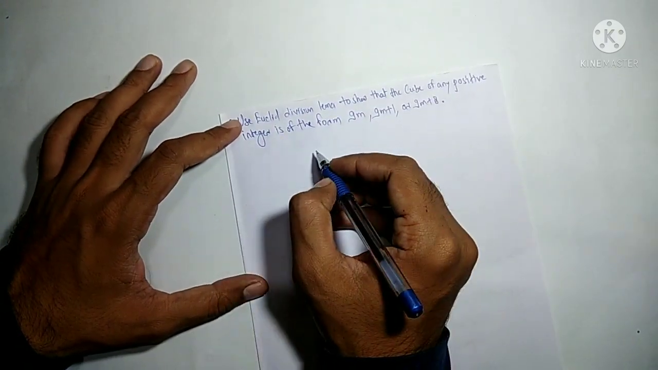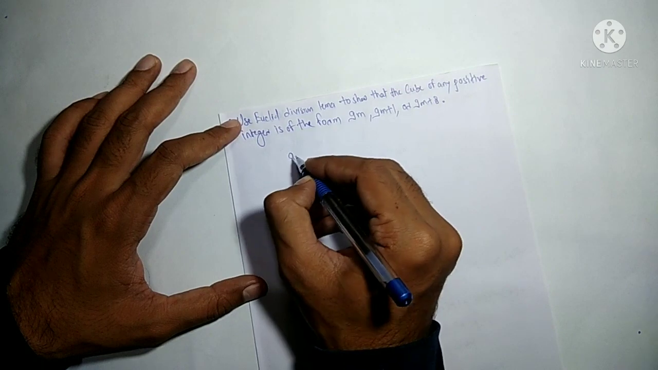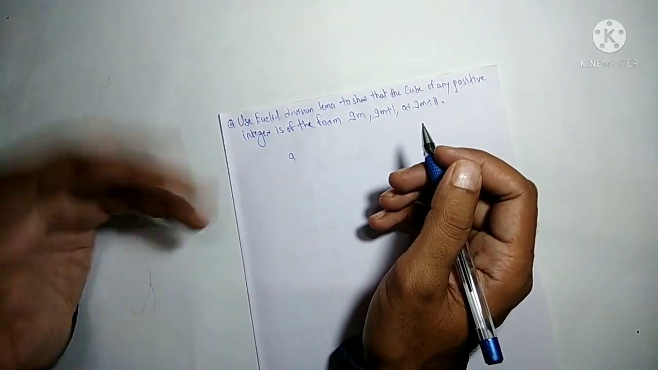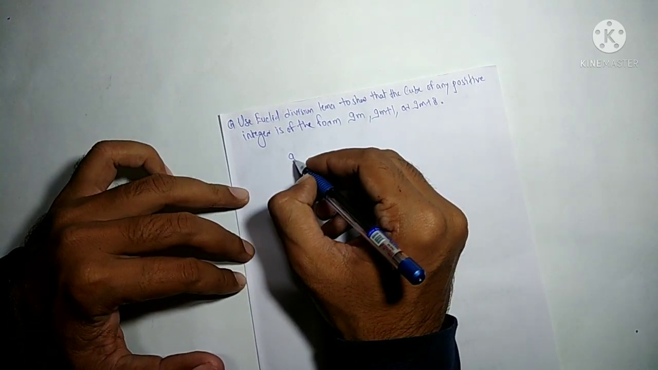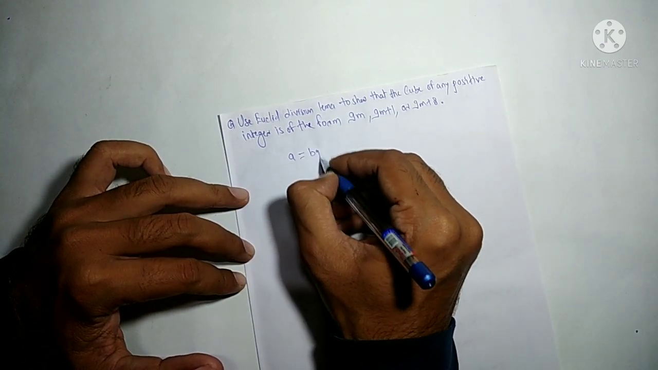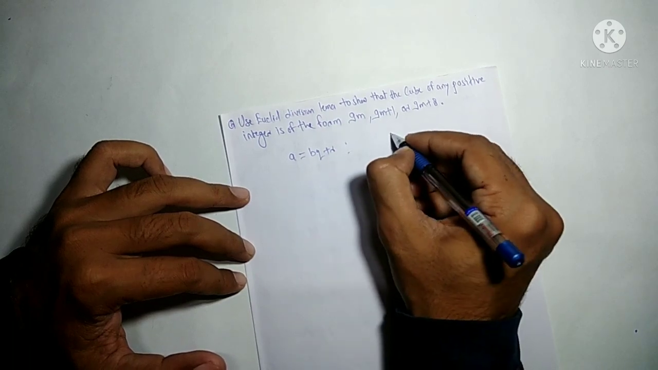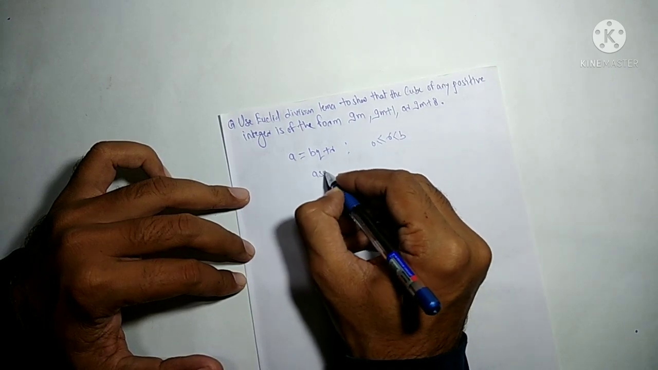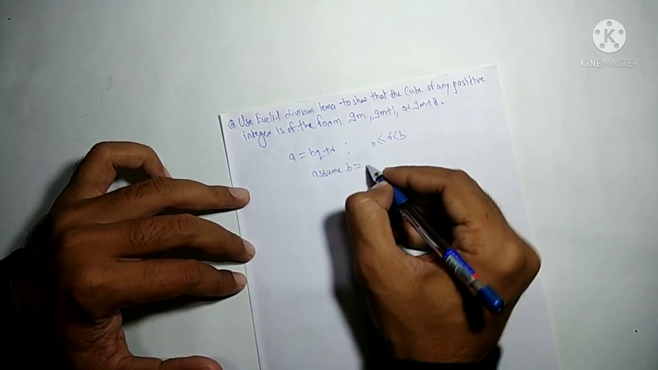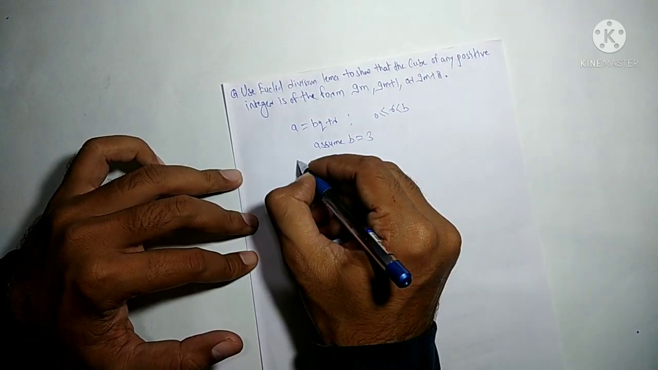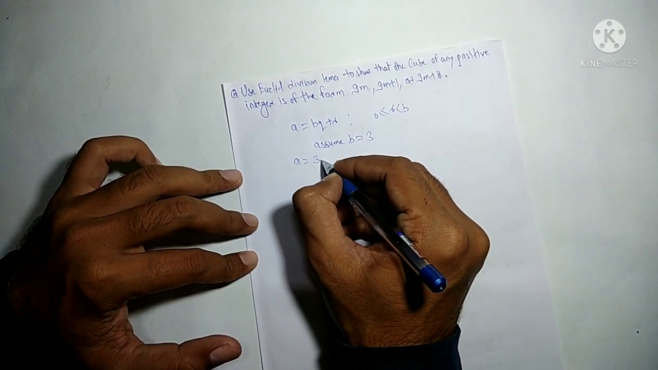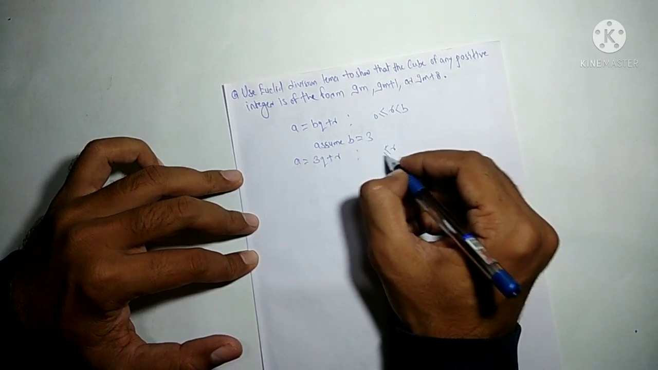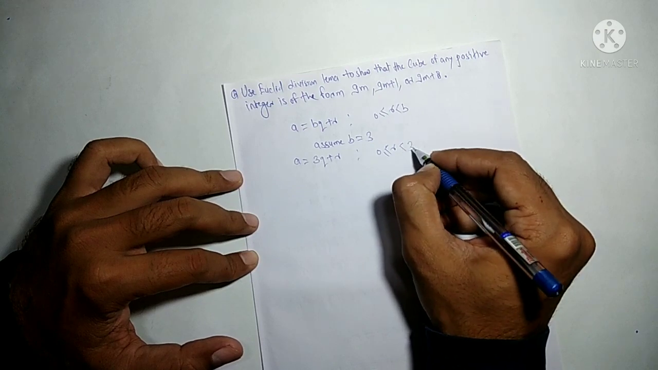Let's start by assuming a simple positive integer a. Okay, it is any positive integer. We apply the division lemma algorithm to it. So how can we write it? a equals bq plus r, and the value of r is greater than or equal to 0 and less than b. Assume b equal to 3. So a equals 3q plus r, and the value of r should be greater than or equal to 0 but less than 3.